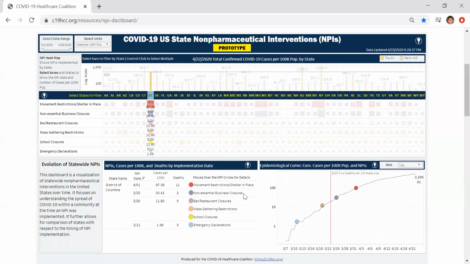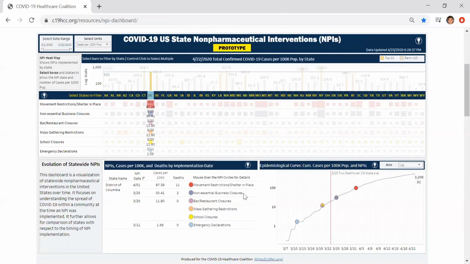Together, these tools provide us with additional situational awareness to inform leaders at all levels of how their state responded to COVID-19 with respect to their neighbors or with respect to similar states.